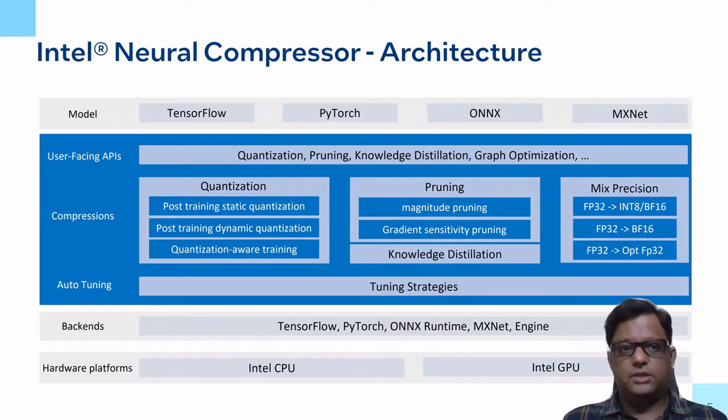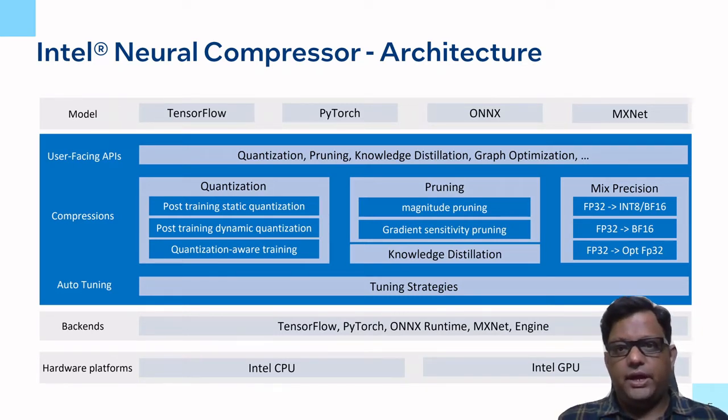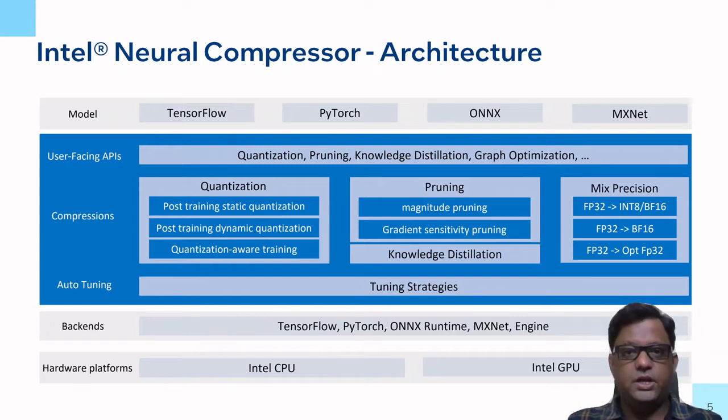So like we said, this demo will use Intel Neural Compressor. Now, what's Intel Neural Compressor? It is an open source Python library supported on Intel CPUs and GPUs. This delivers a unified interface across multiple deep learning frameworks like TensorFlow, PyTorch, ONNX, and MXNet. It uses different types of compression technologies like quantization, pruning, and knowledge distillation, and all this is available as a straightforward, simple API, right?